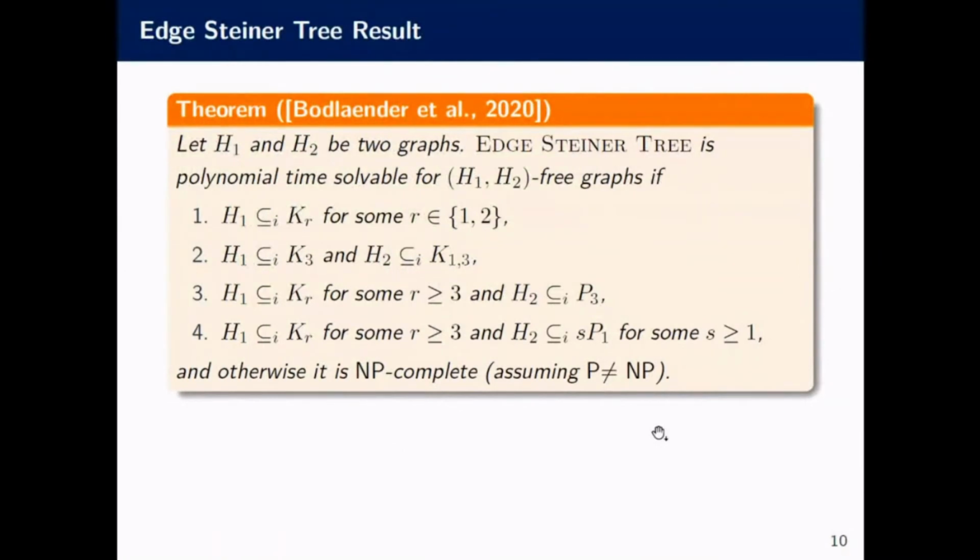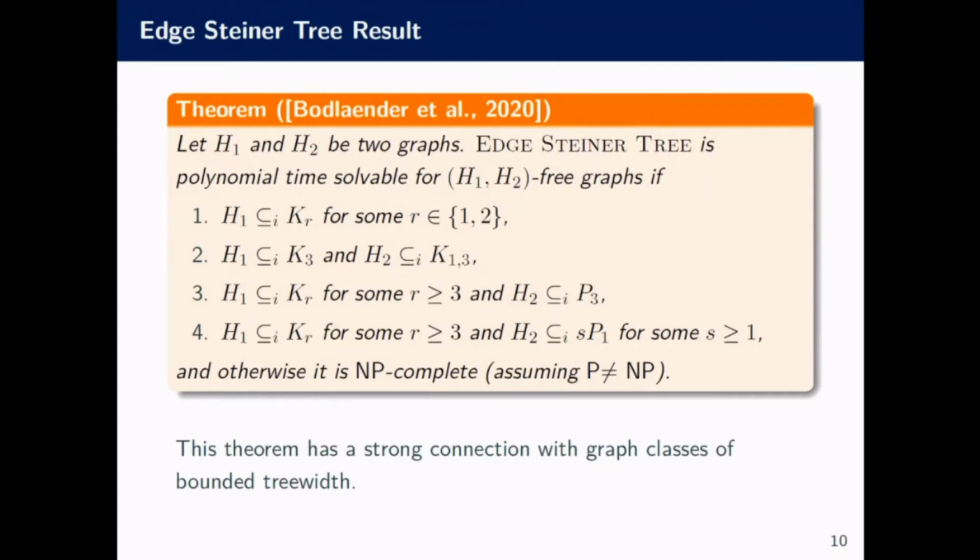So here we are already at the Steiner tree result. We have two graphs H1, H2, and we discovered that Steiner tree is polynomial time solvable for (H1, H2)-free graphs if one of these cases happens: if H1 is a very small clique, or H1 is a K3 and H2 is the claw, or when H1 is a very large clique and H2 is either a P3 or an independent set of size s for any s. Otherwise, this problem is NP-complete.